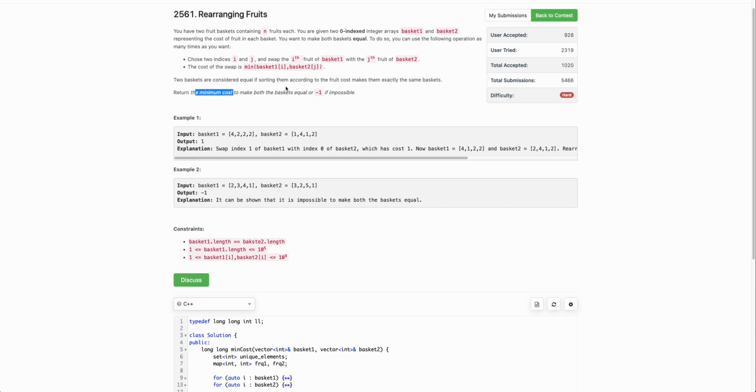So notice that you don't need to return the minimum number of swaps. Instead, you need to return the minimum cost, right, to make this thing happen. There are a lot of follow-ups to this problem which we can discuss at the end. But for now, let's focus on this.